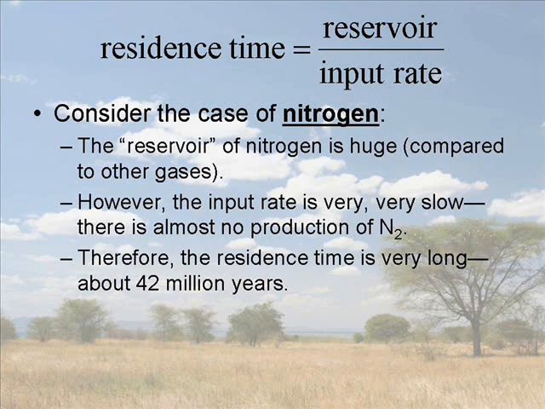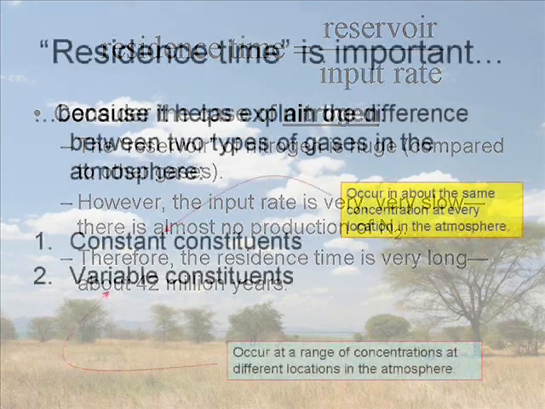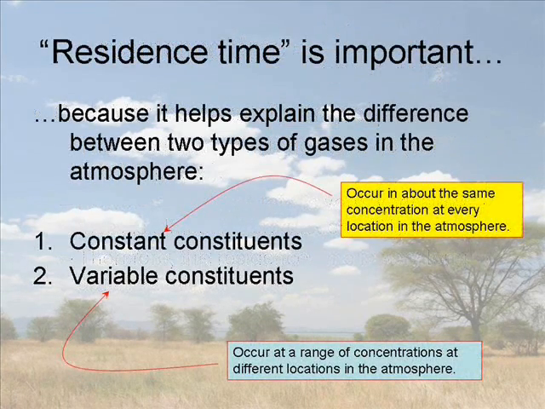A typical nitrogen molecule that has been added to the atmosphere will be in the atmosphere for about 42 million years before various chemical processes and biological processes will remove it from the air. Now, this concept of residence time is pretty important because it really helps us to explain the difference between two types of gases in our atmosphere. Each of these gases, we're going to use the word constituent to describe them. There's a whole series of constituents. There are going to be the constant constituents and the variable constituents.